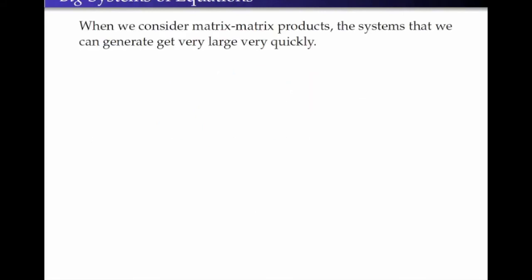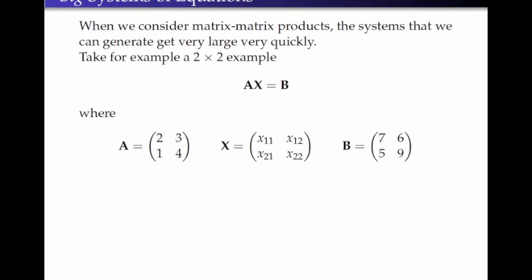Okay, so moving away from that example, another thing that we should talk about is, so we've only focused so far on matrix vector products, but we should also talk about matrix products. With matrix products, the systems that we generate get very large very quickly. We'll just take a 2x2 example. Now I have a capital X of unknowns, so I have a whole matrix of unknowns equals B.